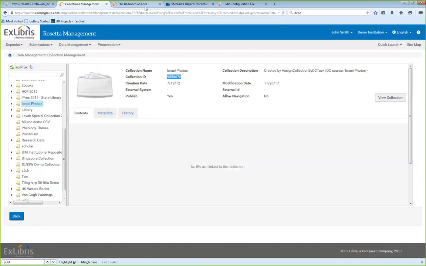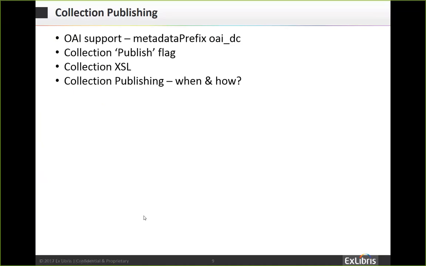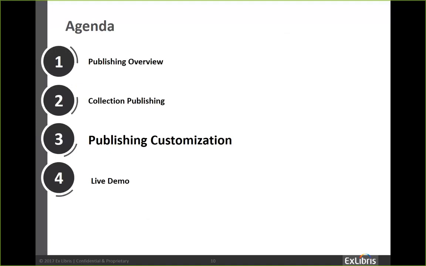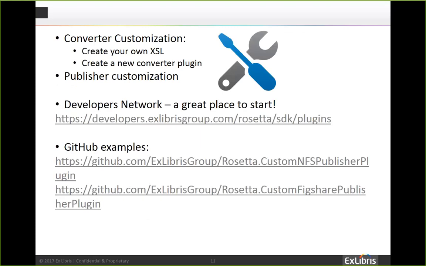Let's go back to, okay, so we spoke about how we publish and the collection XSL and when it gets published. And let's talk a little bit about publishing customization. So the two options you really have for customizing your own logic are the converter and the publisher. So the converter, really, I think the easiest way to go is just work on your own XSL, and that'll simplify things for you. But if you, for some reason, don't want to go with that option, you can obviously create a new converter plugin.